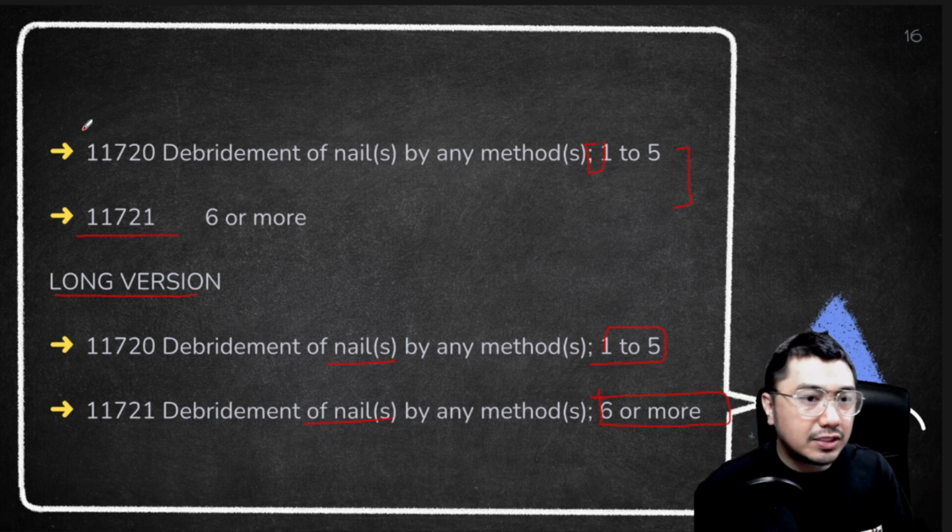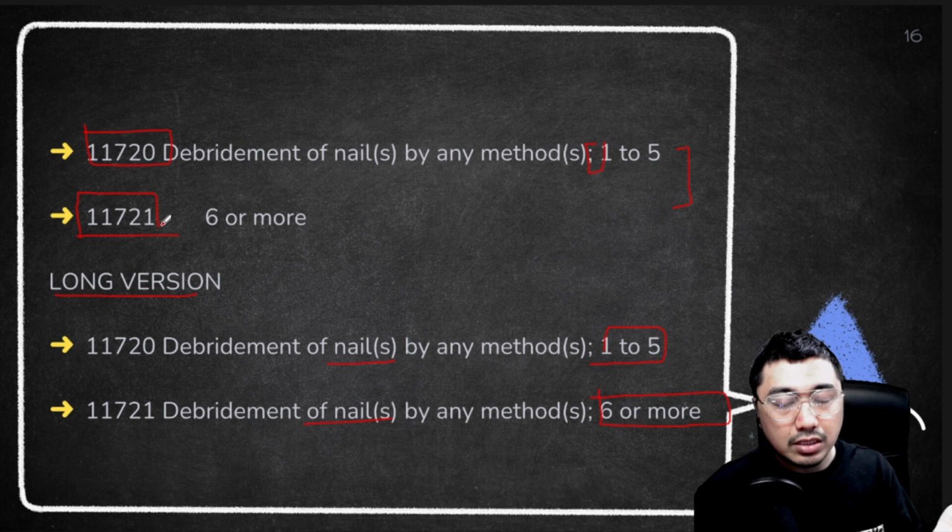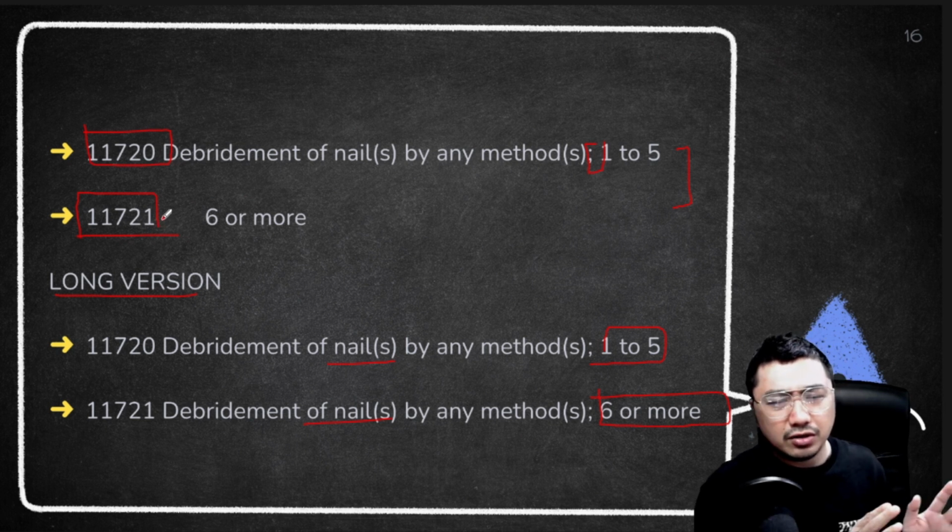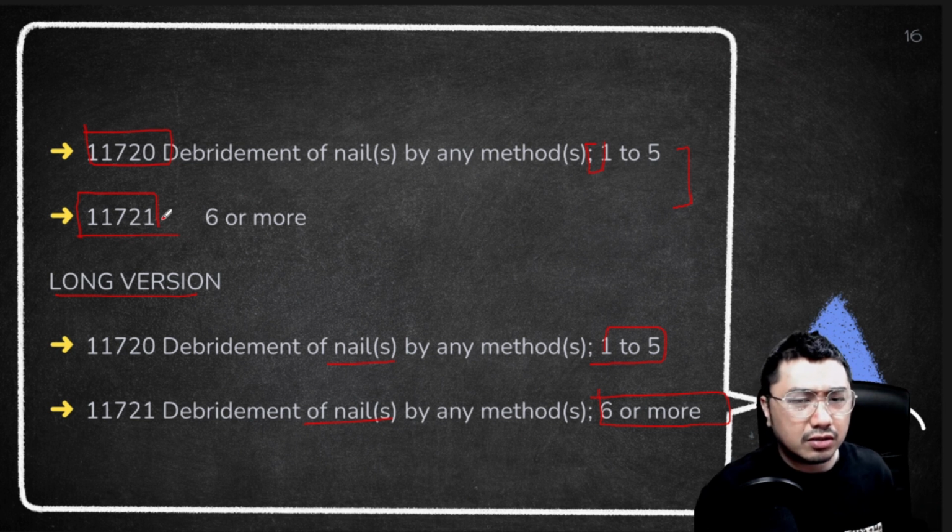Again, we call this 11720 the parent code, okay? As for your 11721, we call it the child code. If there's more than one child code, we call them children codes, okay? Whatever term you use, it's totally fine. Other instructors, other people use a different term. It's up to you, okay? But I call it parent and child.